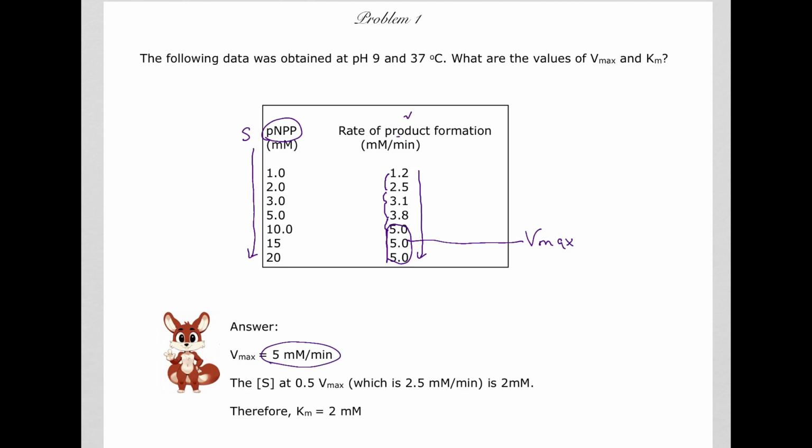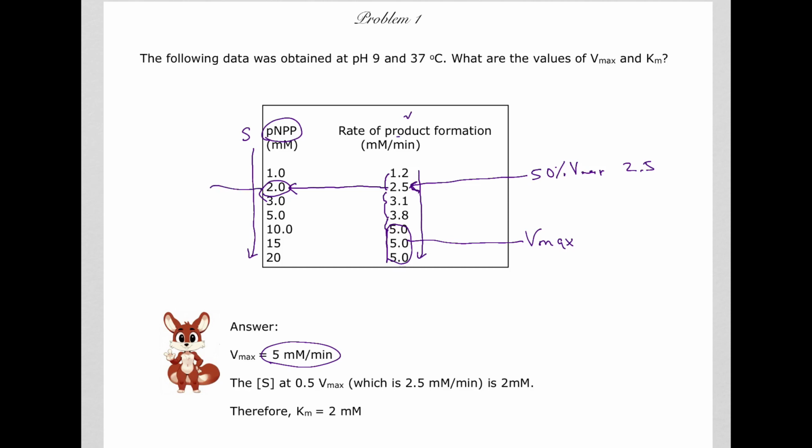Now, to find the Km, we simply, okay, if the Vmax is 5, then we take 50% of Vmax. We want 50% Vmax or 0.5 Vmax, and that should be 2.5, right? 50% of 5 is 2.5. So we look at 2.5 and we see 2.5 is right here. This is 2.5. Okay, so the velocity 2.5. Now we extrapolate it to the substrate concentration, and that comes out to be 2.